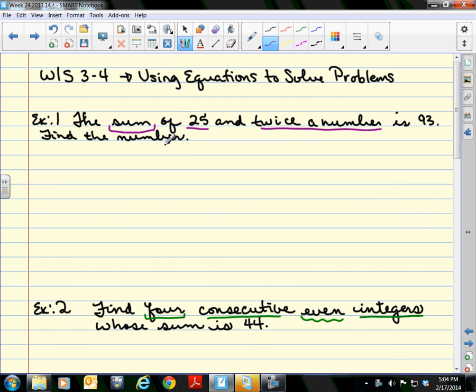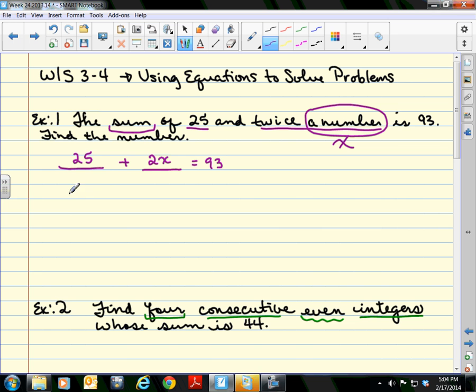So we have sum, so we know we're going to add two things together. And it's going to equal something else. Okay, the "is" is the equals. So we know these two items are going to equal 93. So the sum of 25 and twice a number is 93. So 25 will go first, twice a number. Well, a number is the one we don't know, and twice it would be 2x.